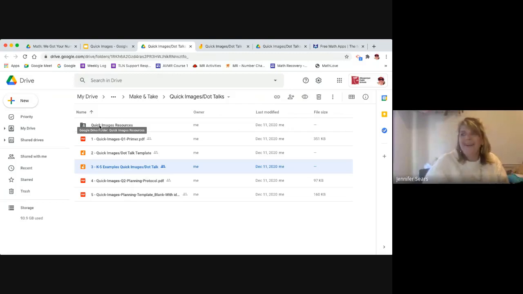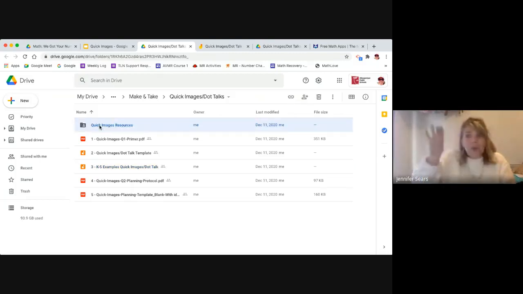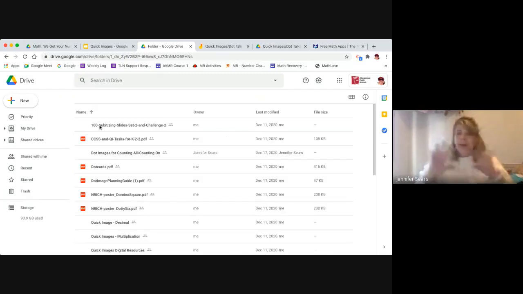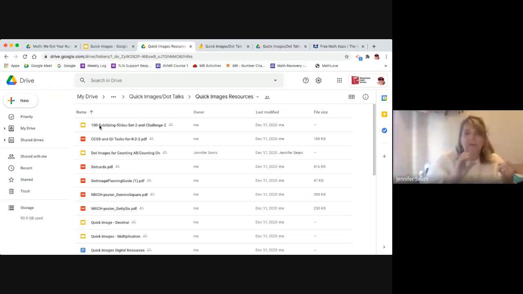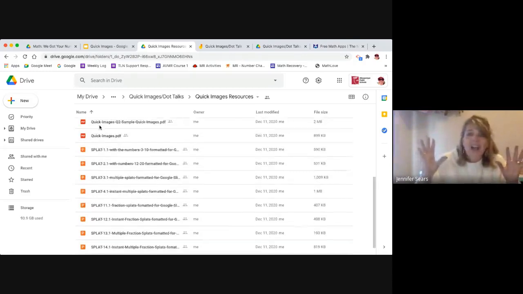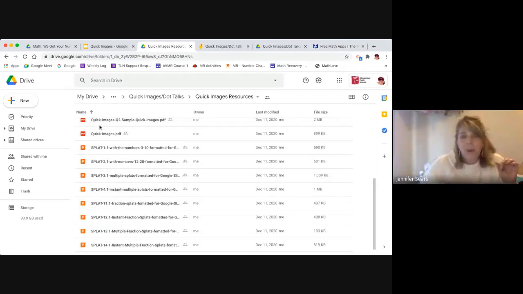Four and 5 are planning templates and planning protocols, and a blank planning template for you to use. And then the big folder up above, the quick images resources, are pre-made, ready activities that you could plop right in, whether you're doing this on a Jamboard or on a Google Slide. Those have dots and images already, so you have that ready and prepared, and you could use that tomorrow in your classroom if you so desire.